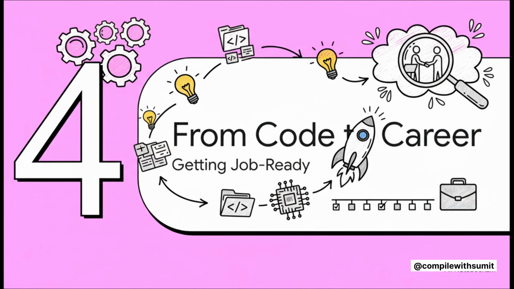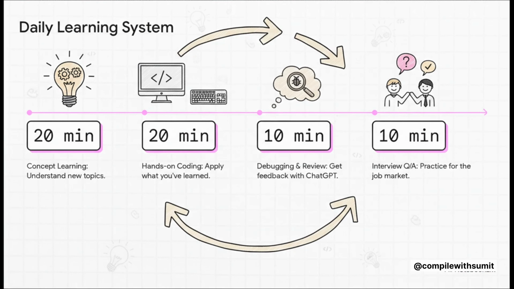Okay, so you're learning deep, you're building awesome projects. How do you tie it all together and actually land a job? Well, this last part of the puzzle is all about creating a system to get you ready for the job market. And it really comes down to consistency. This is a super simple 1-hour daily routine that covers all your bases. 20 minutes learning a concept, 20 minutes writing code, 10 minutes debugging with your mentor, and 10 minutes practicing for interviews. That little daily loop is incredibly powerful.